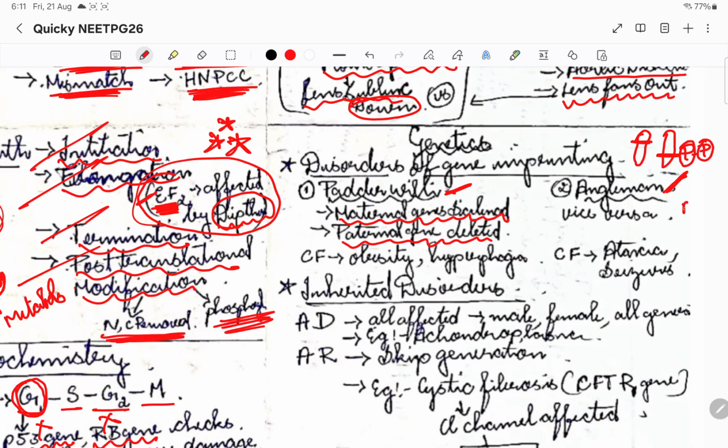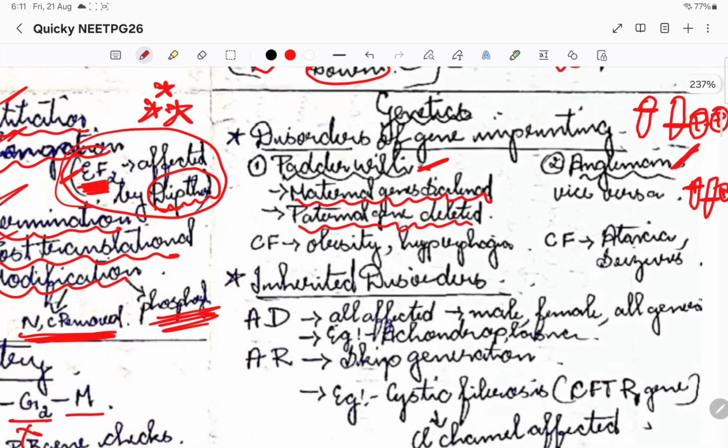Whereas this is vice versa with respect to Angelman syndrome, where the paternal gene is silenced, but if the maternal gene is deleted, then it is going to be Angelman syndrome. Angelman, M for mother. If the maternal gene is deleted, then it is going to be Angelman syndrome.